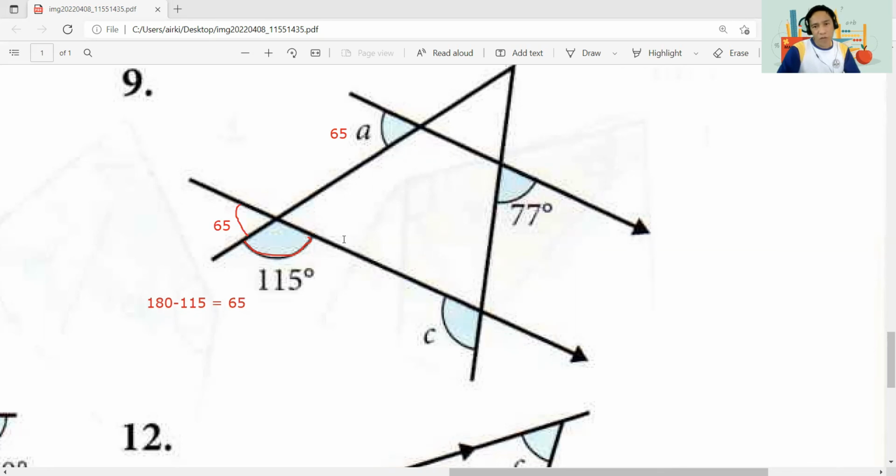Now, how can we find the angle C? Remember, as I've told you, if you have the parallel lines and then you have the transversal line, if this angle is 77 degrees, therefore, this angle is also 77 degrees, right? And the reason why is because they are corresponding angles. So to get the angle C, all you have to do is 180 degrees minus 77 degrees. And that is equal to 103 degrees. Therefore, angle C is 103 degrees.